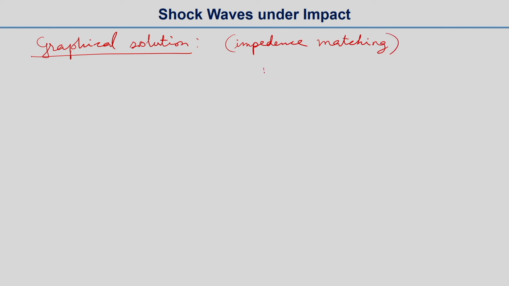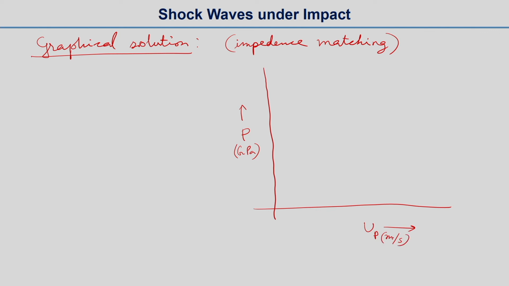So, basically we need to plot this. Here on the x axis the particle velocity and on the y axis the pressure. Let us say pressure we are writing in gigapascal, and particle velocity, as we know, will be in meter per second. So, now if we draw this, these are the two equations that we derived in earlier classes.